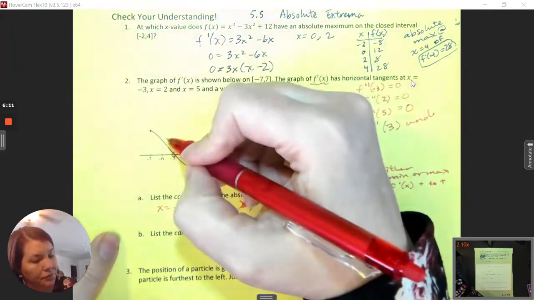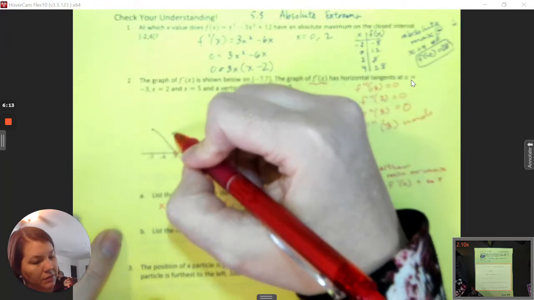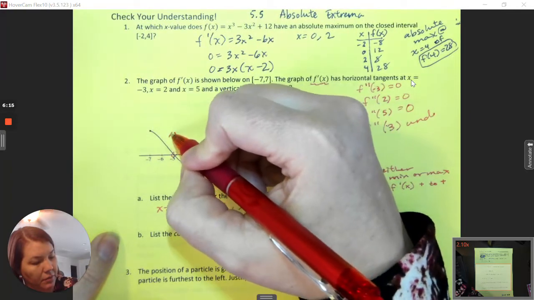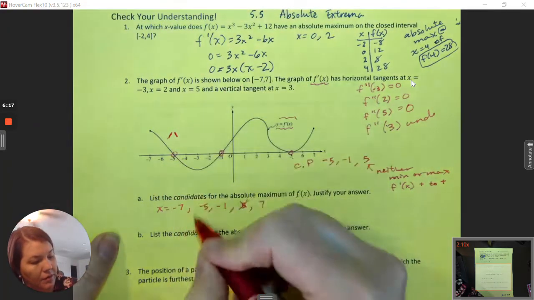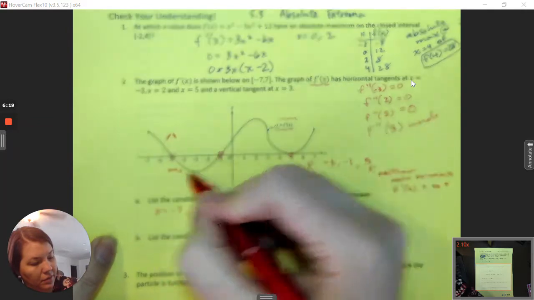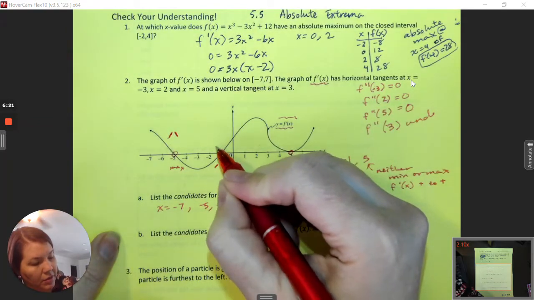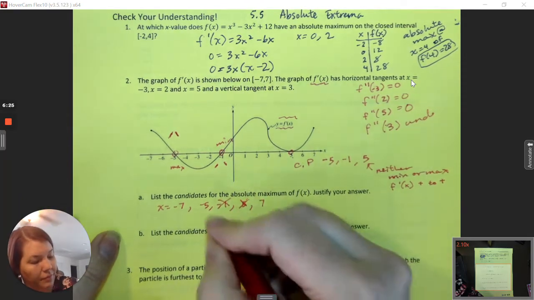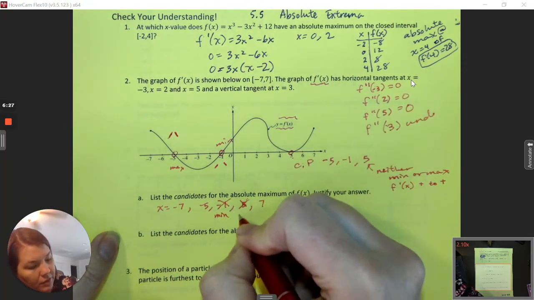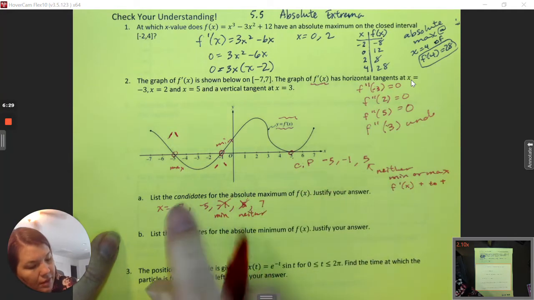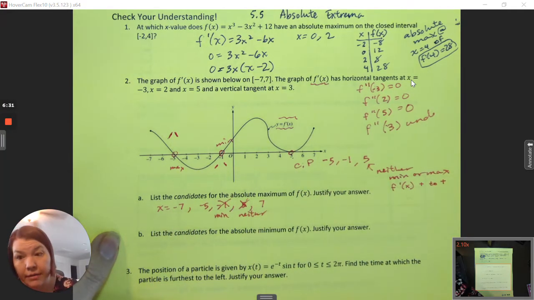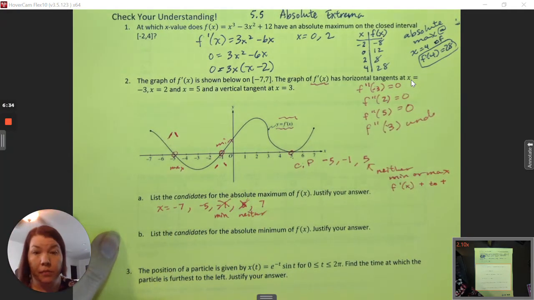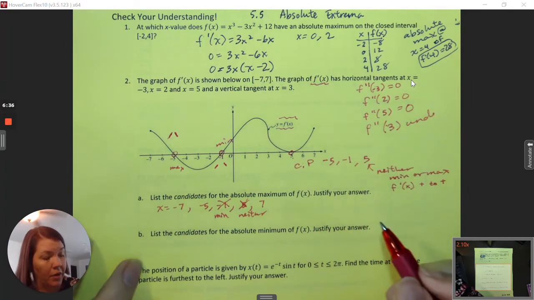This one has a positive slope going to a negative slope, and so that is a max. This one is a negative slope going to a positive slope, so this is a min. So I'm going to throw out -1 because it's a min. So this one's a min, this one's neither, that one's a max, and the endpoints are always candidates because we don't know. So those are our candidates.